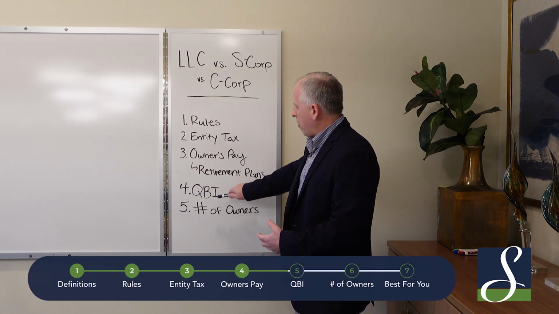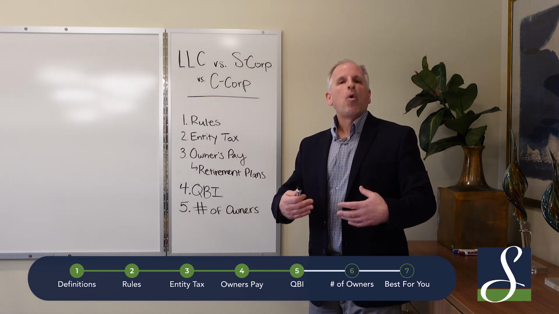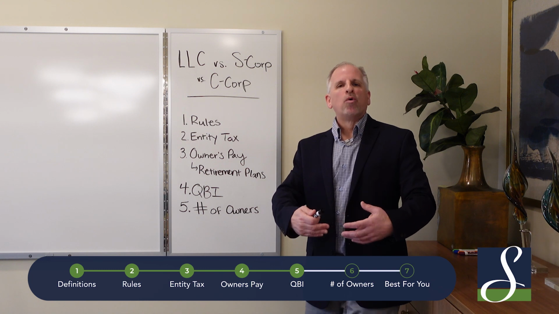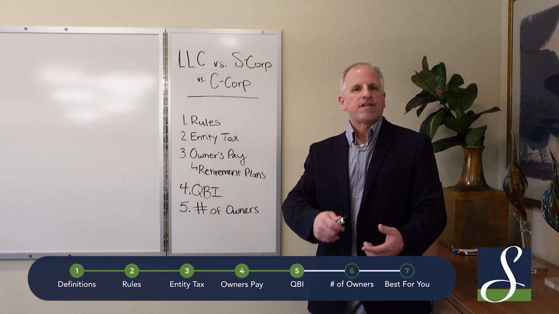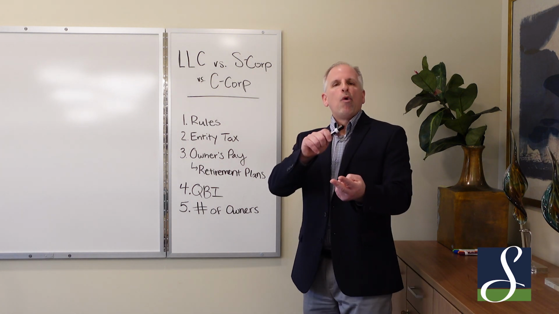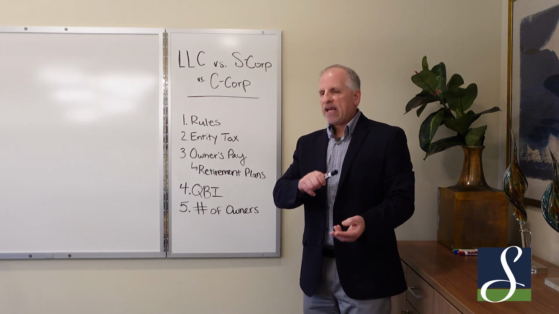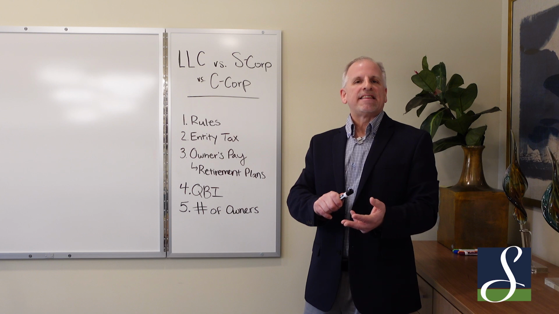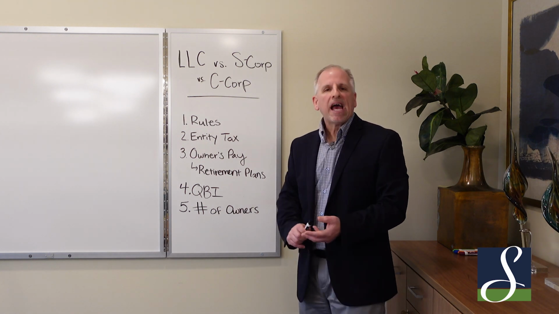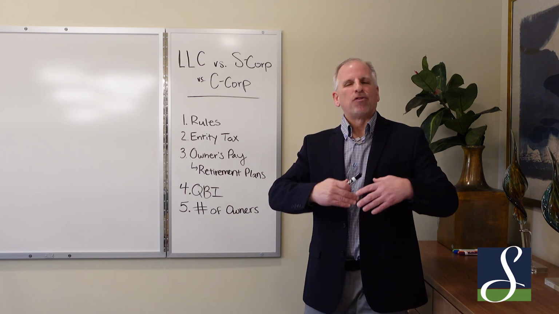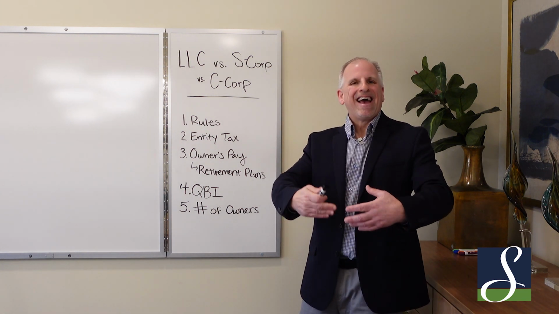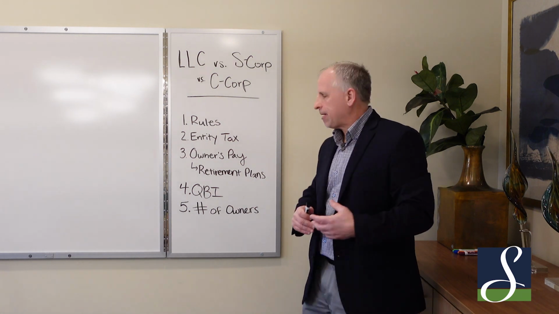Next one, another big one, is something called QBI, Qualified Business Income. It's a deduction that's available only for flow-through entities. So only for basically your LLC flow-through or your S corporation. It does not exist at the C Corp level. There's no what we'll call QBI at the C Corp level. So it's an extra layer of deduction that's available to you. Again, adding to the tax efficiency.